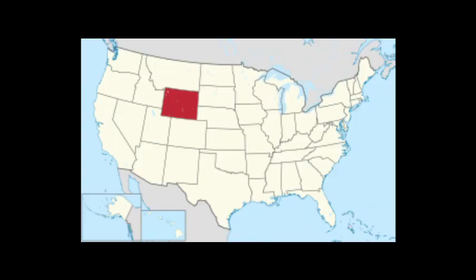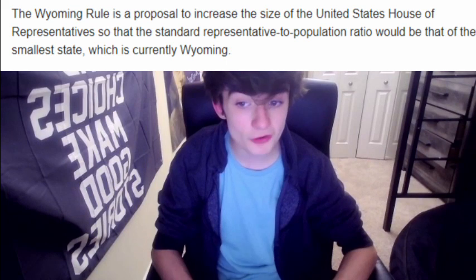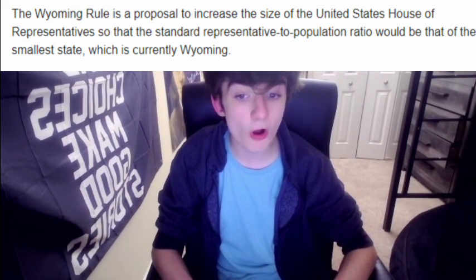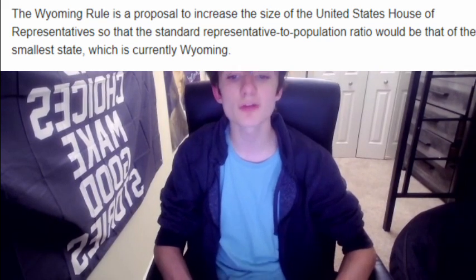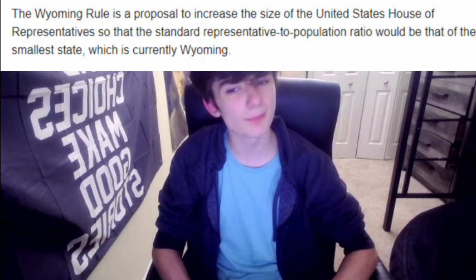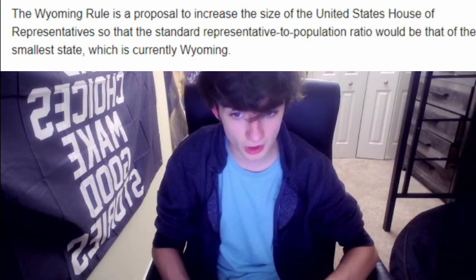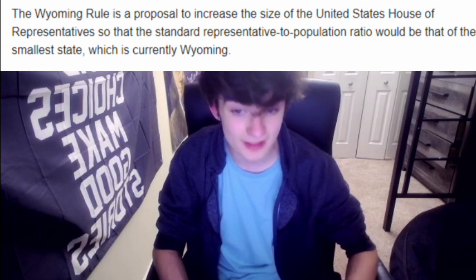Another way is the Wyoming rule. This plan suggests that the smallest state should get one seat in the House of Representatives, and whatever their population is should be the average number of people per representative. The smallest state, Wyoming, has about 570,000 constituents, so the average representative would represent about 570,000 people. This would add about 139 seats to the Congress, and seats would be added as the smallest state continues to make up less and less of the United States population.